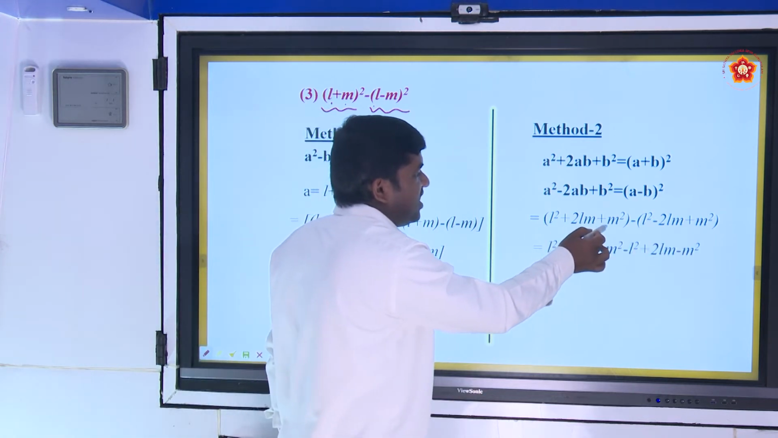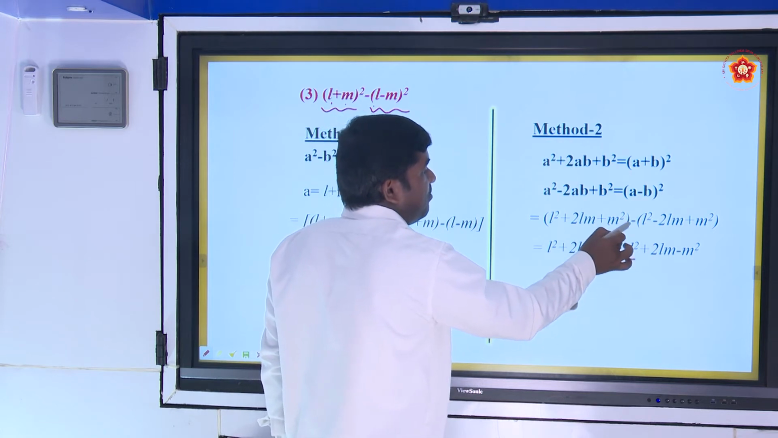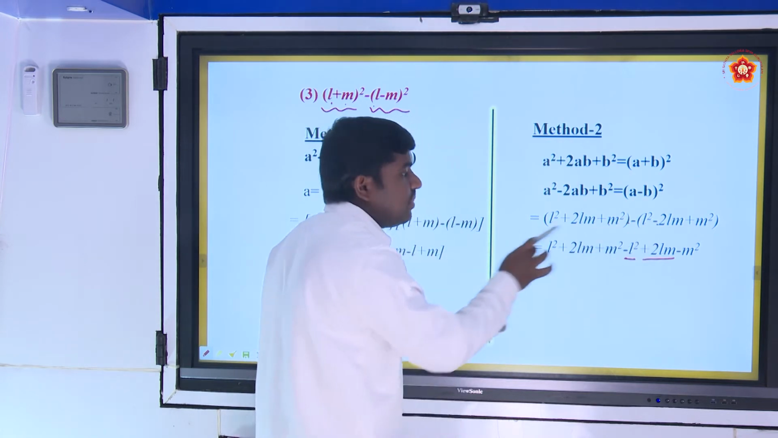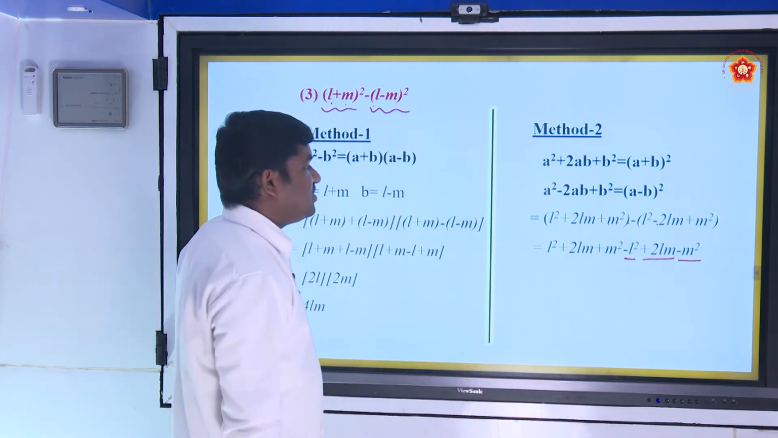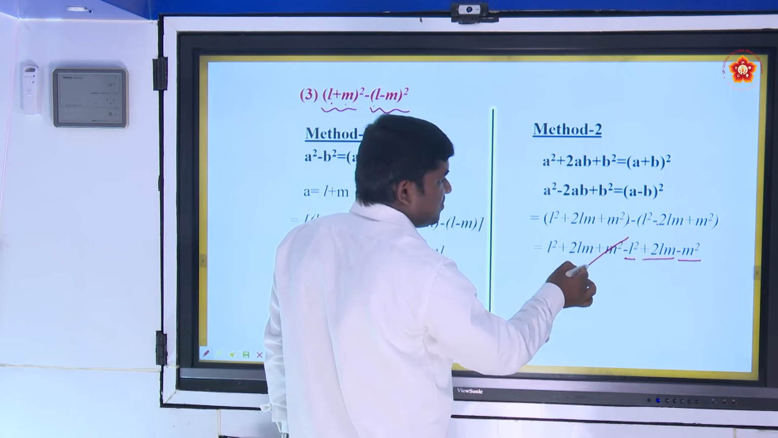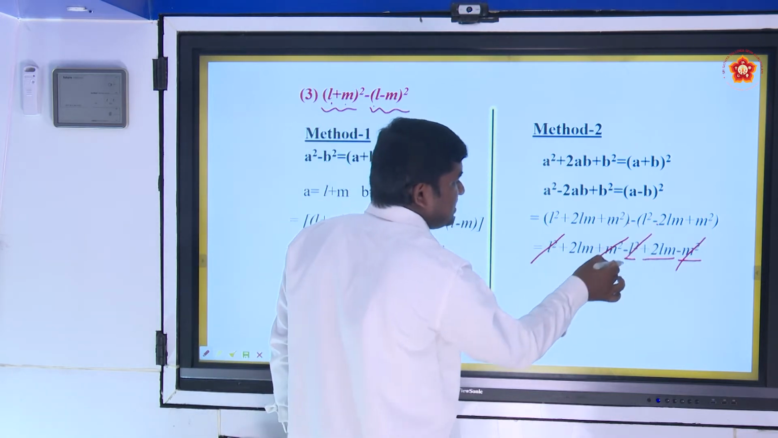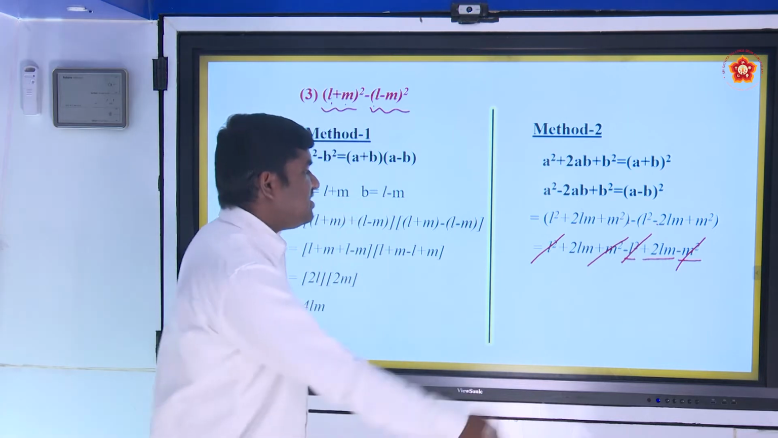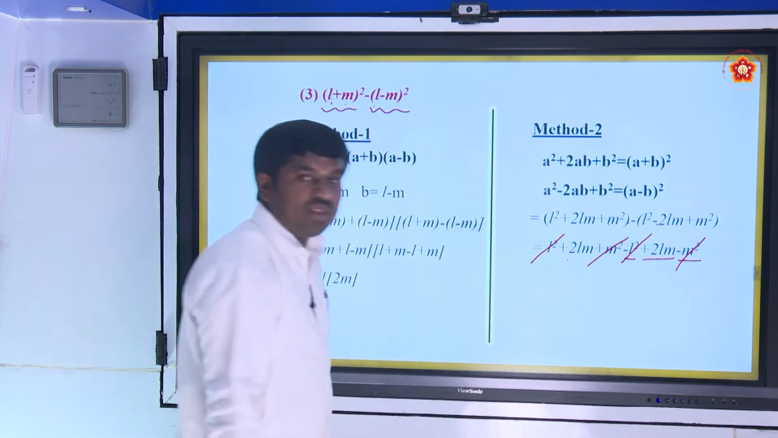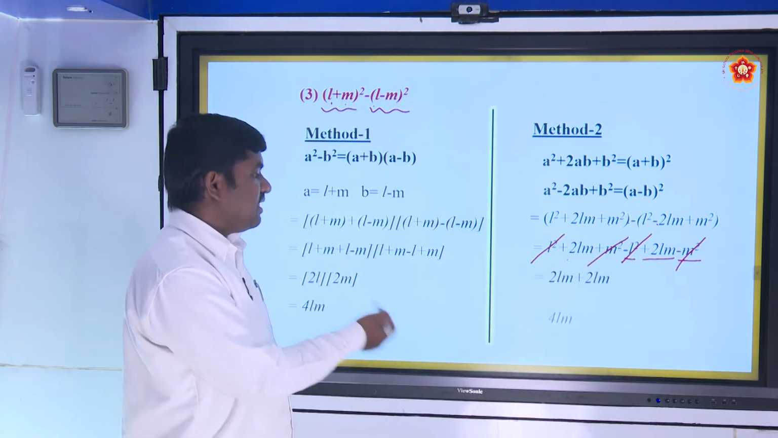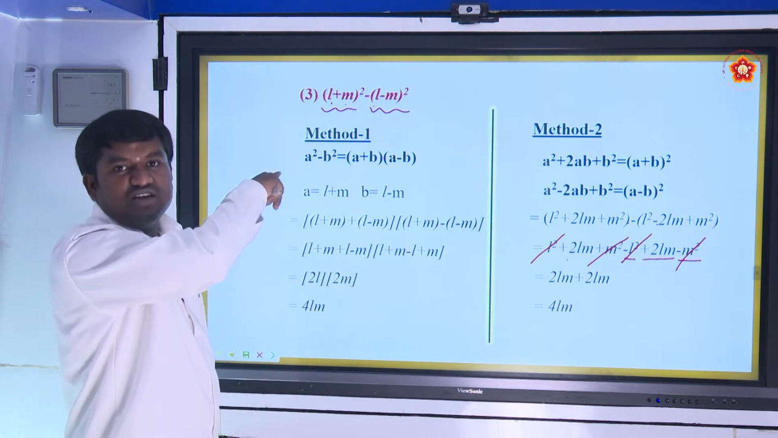l² + 2lm + m², minus into plus minus l², minus into minus plus 2lm, minus into plus minus m². Very simple. So see here, plus m² minus m², plus l² minus l². The remaining thing is 2lm plus 2lm, which is 4lm. That is the answer. So there are two methods to solve this.